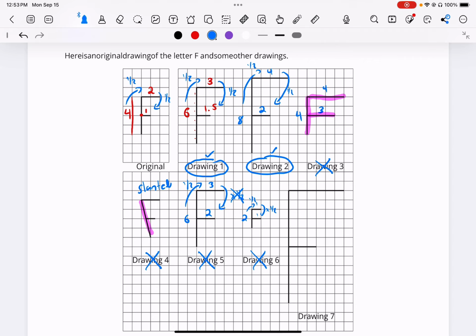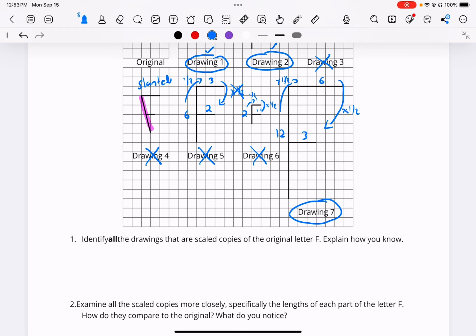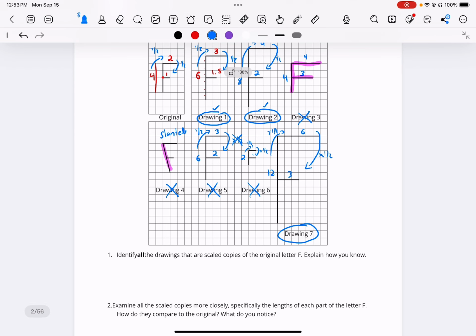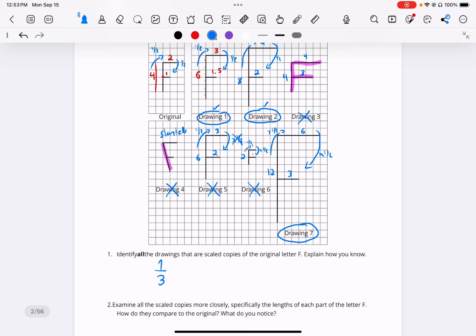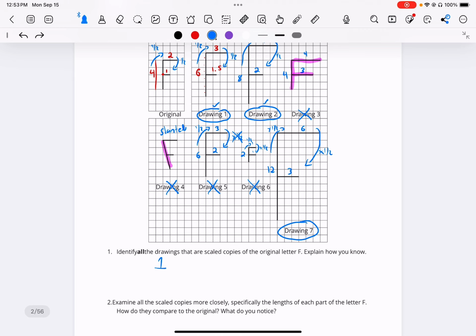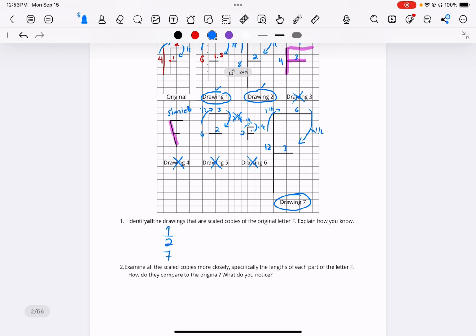And drawing 7 is 12 high, and then 6, and 3. So half of 12 is 6, and then half of 6 is 3. So drawing 7 would be a scaled copy. So the ones that are scaled copies are drawing 1, drawing 2, and drawing 7.